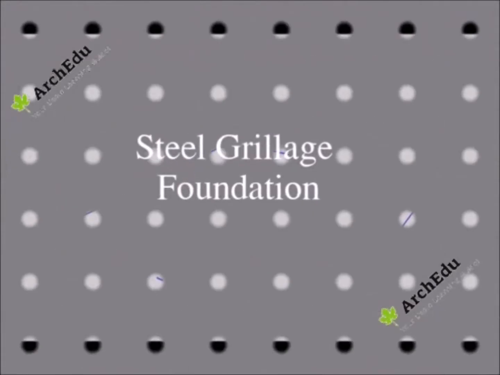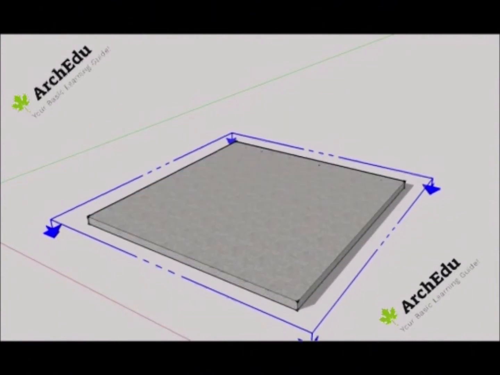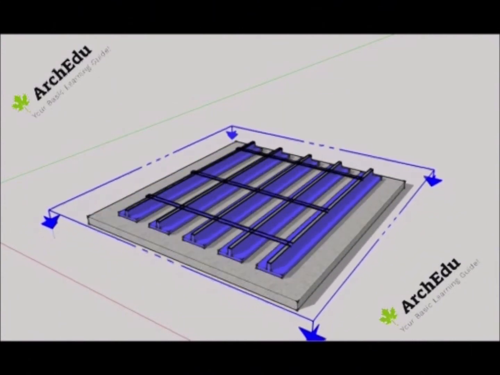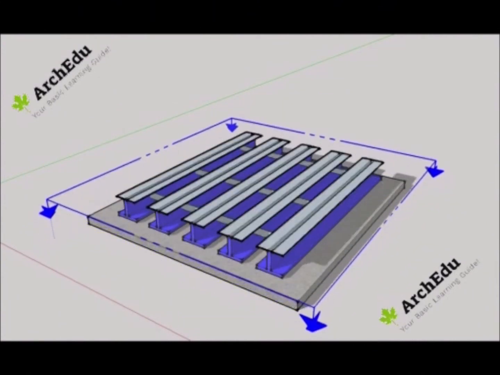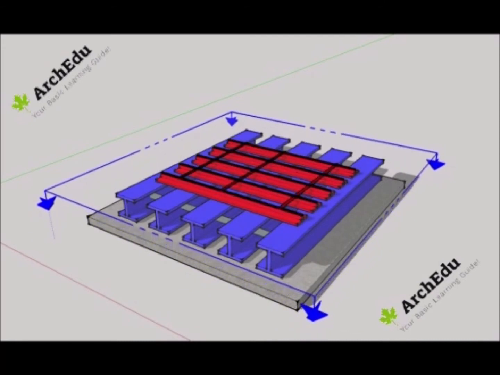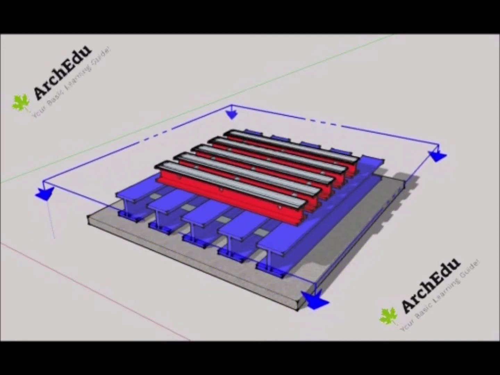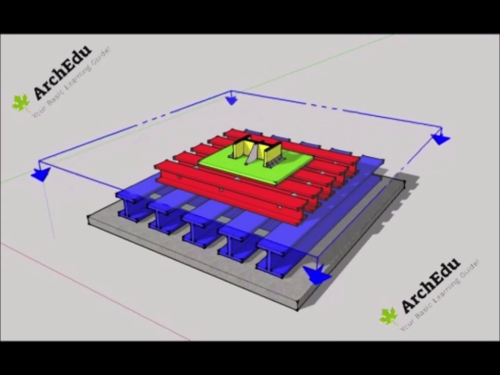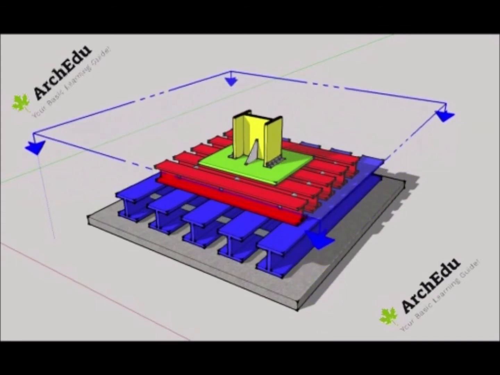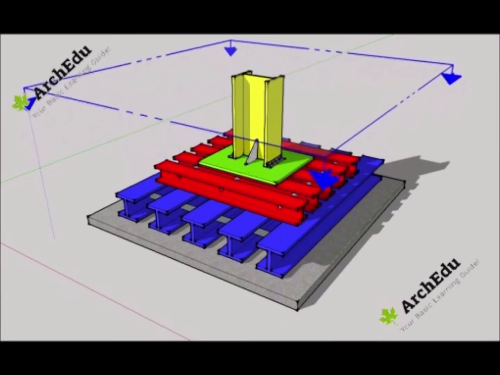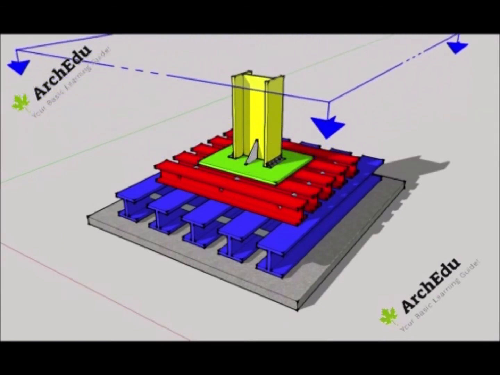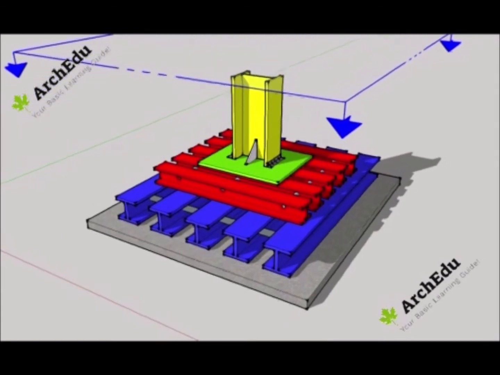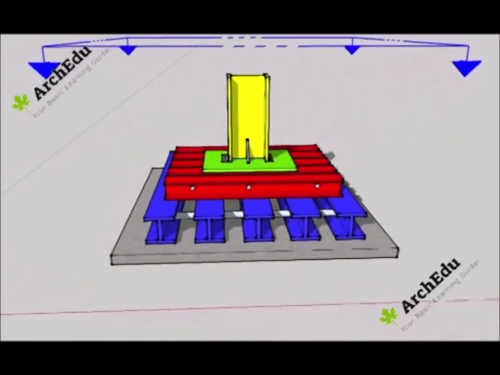Next type is steel grillage foundation. In this type of foundation, steel sections are placed on top of the concrete bed, at a specified distance. On top of the first steel section, another steel section layer is placed across it. A steel plate is placed on top of it, which also acts as the base for the steel column. This steel plate is welded with the steel sections.